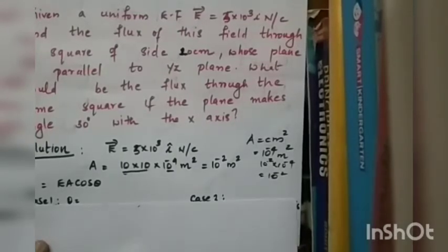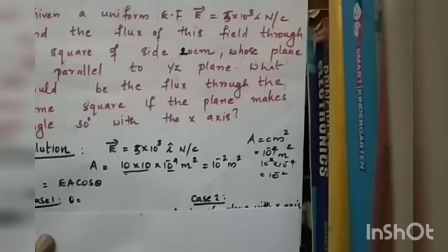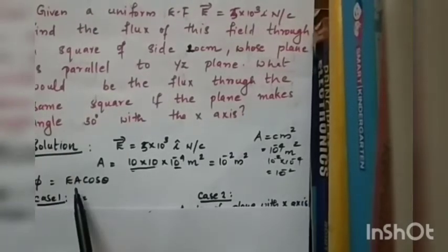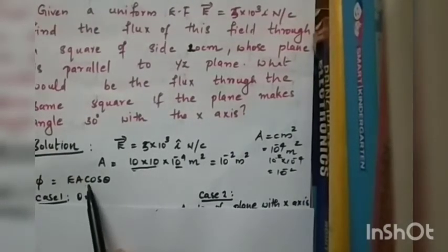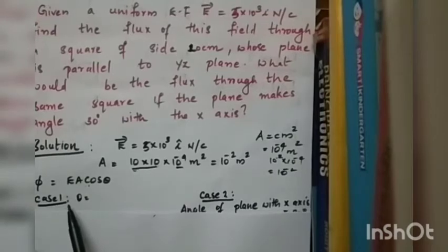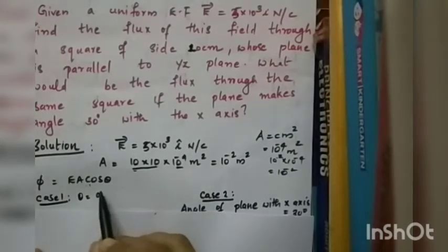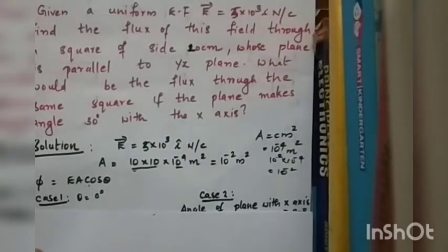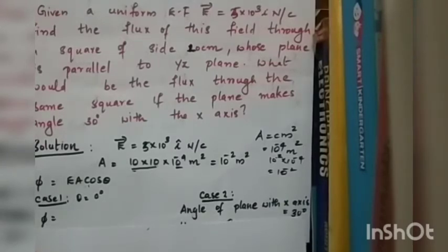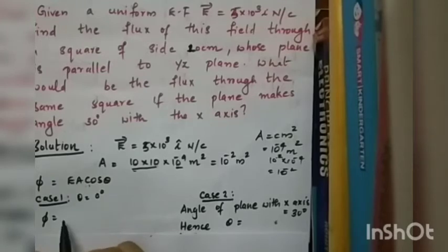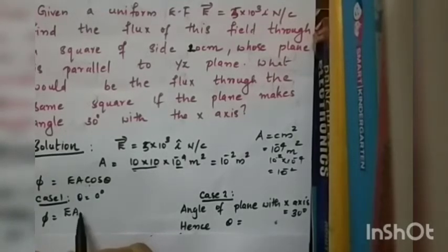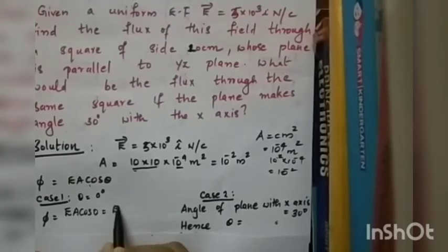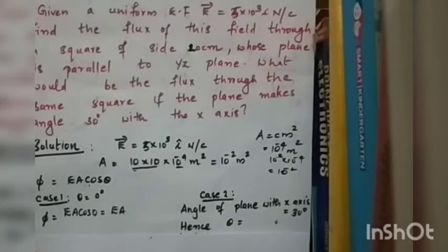Now find the flux. What is the equation to find flux? Flux phi is equal to EA cos theta. And in the first case, what is theta? We have already discussed that theta is 0 degree because the electric field and area vector act along the same direction. So what will be the flux? Flux phi is equal to EA cos theta. Theta is 0 and cos 0 is 1. So flux phi is equal to EA.